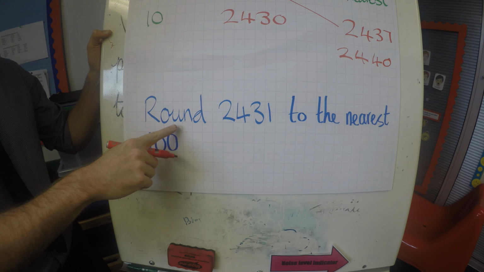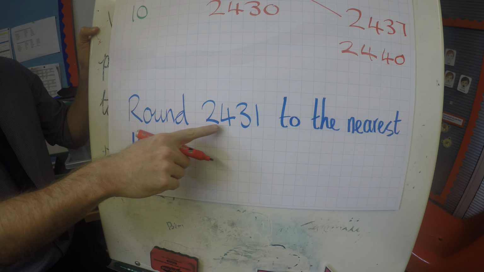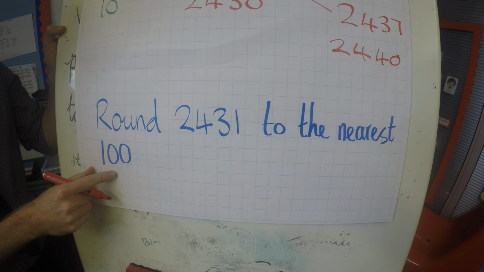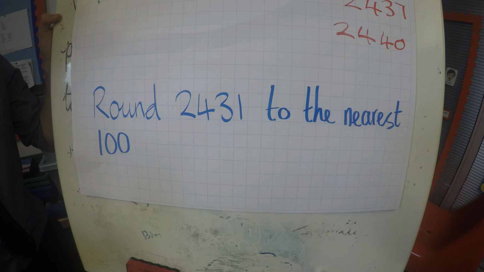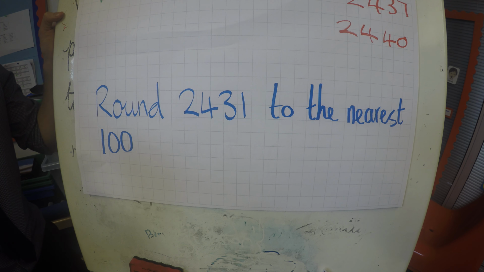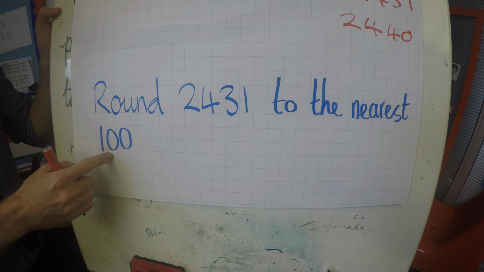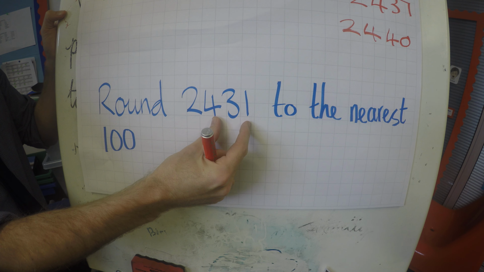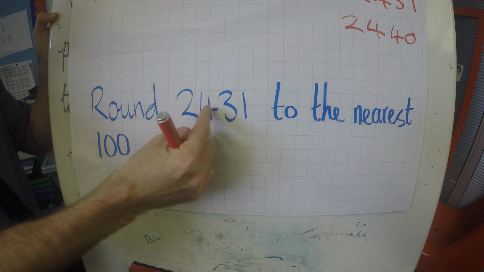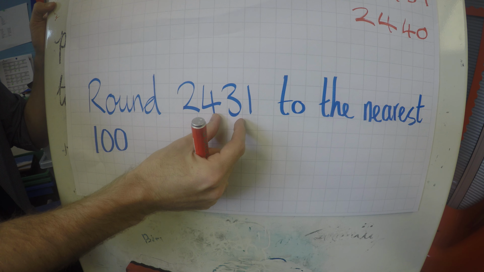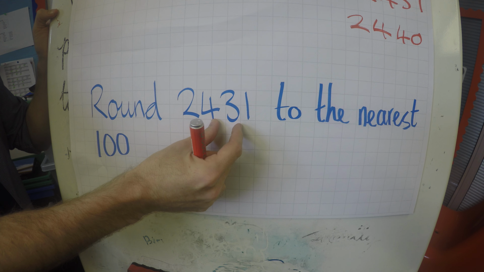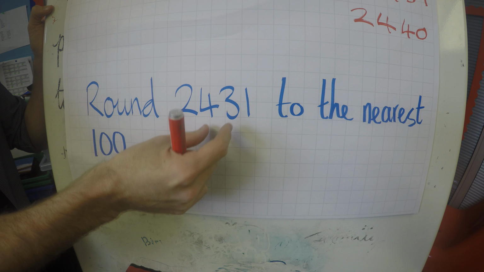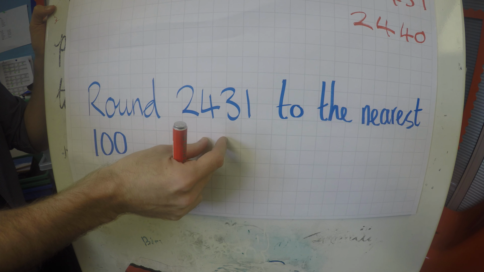Right, we're going to show you a second example now. This time it's round 2431, the same number, but this time we're rounding it to the nearest 100. So I just follow the same steps. I look at the part of the number that I'm being asked to round to. In this case, the nearest 100, so I look at that part of the number from the hundreds column: 431. I think about the next 100 that's higher than that, and the next 100 that's lower than that. I can say them out loud because it might help me.